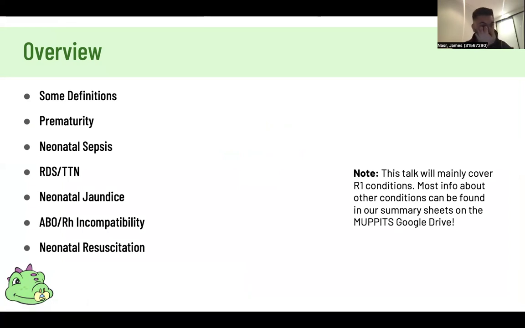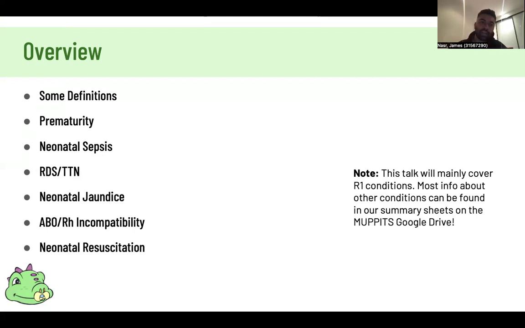Just to note that the slides aren't in too much detail. So if you do want a bit more info about some of these topics, then feel free to head over to our summary sheets, which are on the MUPPITS Google Drive. They'll have quite a bit more in-depth information, and you can also find some of the other conditions that aren't talked about here as well.